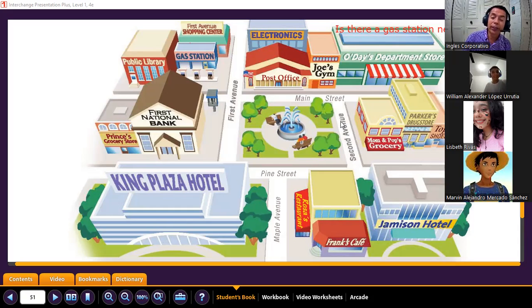Otra referencia, Beatriz. There is one next to the drugstore. Mire, a la par de la drugstore, ¿ve? O también otra referencia puede ser en la esquina de la segunda y la Pine Street, mire. There is one on the corner of Second Avenue and Pine Street. Hay varias referencias ahí. O también cruzando el parque, mire. There is one across from the park. Okay, thank you very much. Now, Paola, please.